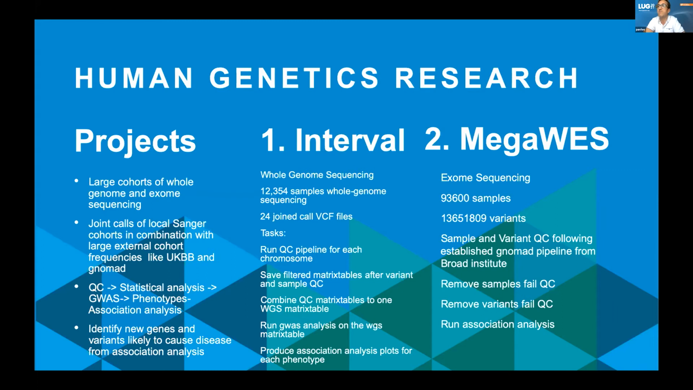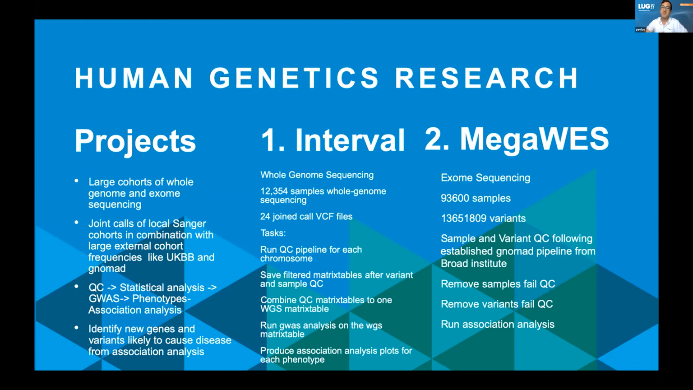We have large cohorts of whole genome and exome sequencing data, and also we combine these local cohorts with external frequencies from large research programs like UK Biobank and gnomAD. An example of analysis that we do with these large cohorts is data QC, quality check of the data. We then run statistical analysis, GWAS, and we do some phenotype association analysis with them. The main goal of all of these research programs is to identify new genes and variants that are likely causing the disease from this association analysis.